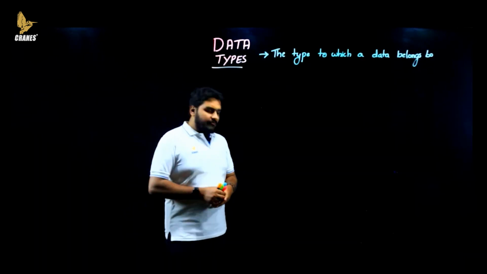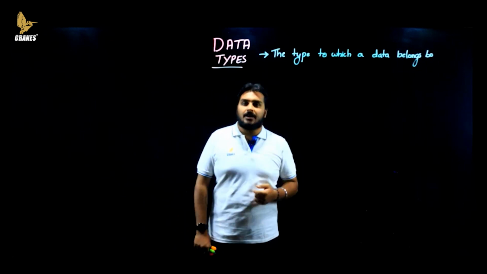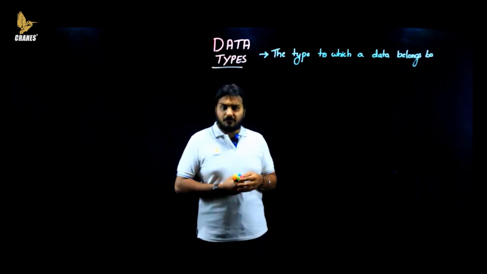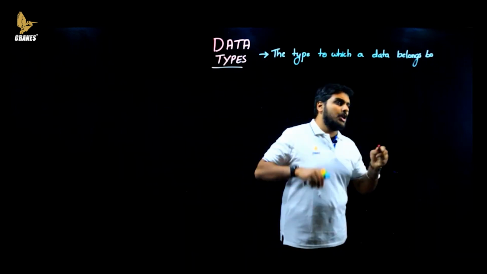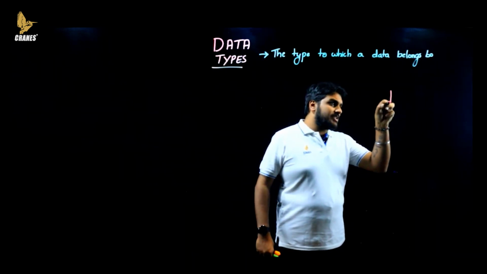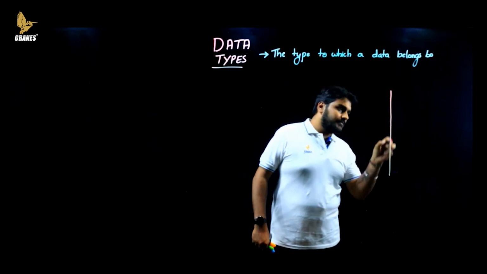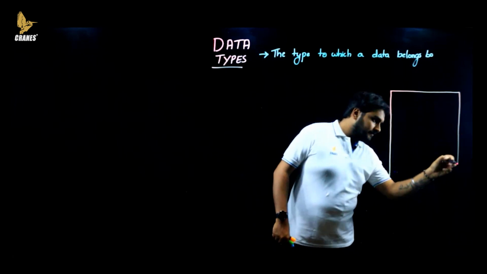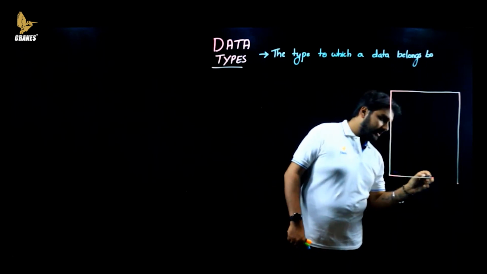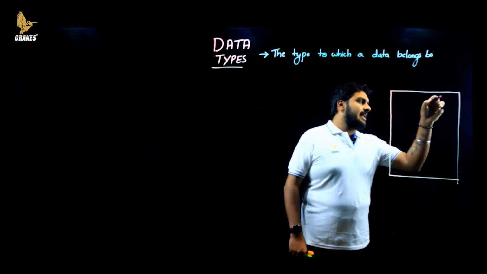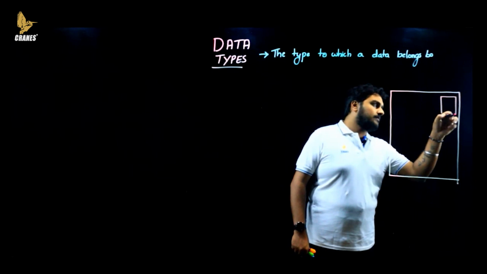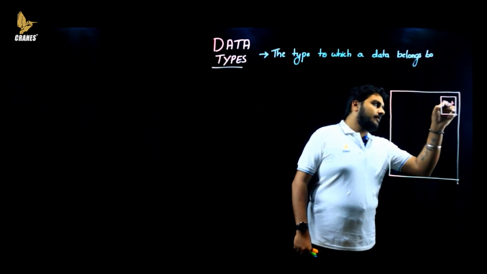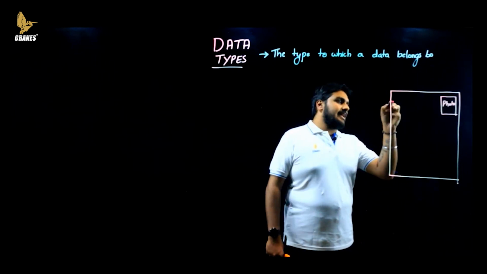Okay, sir, where do we find data types? What are the different categorizations of data types? For now, let me consider this to be one application form. This is an application form that I'm having. Here they're asking you to insert your photo. Here they're asking your name.